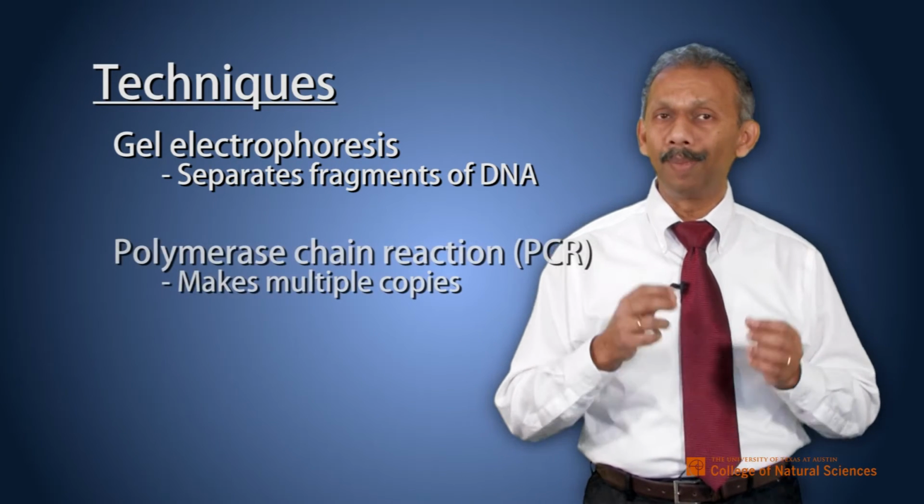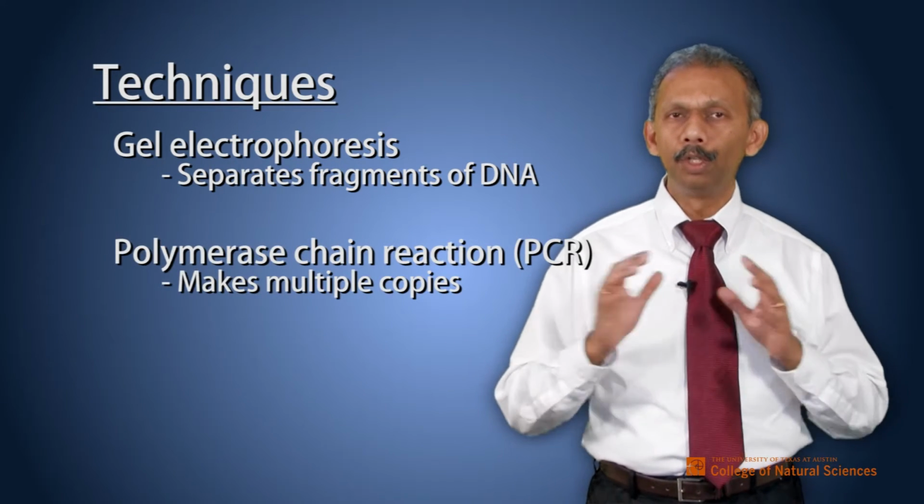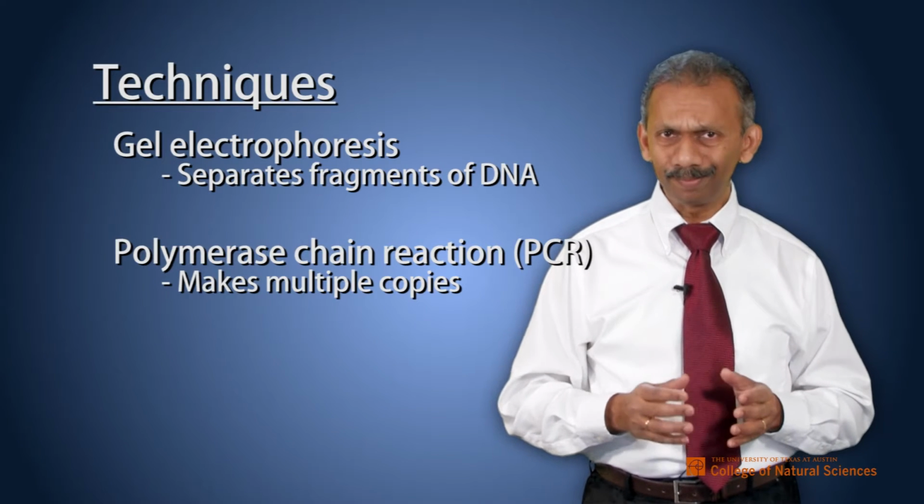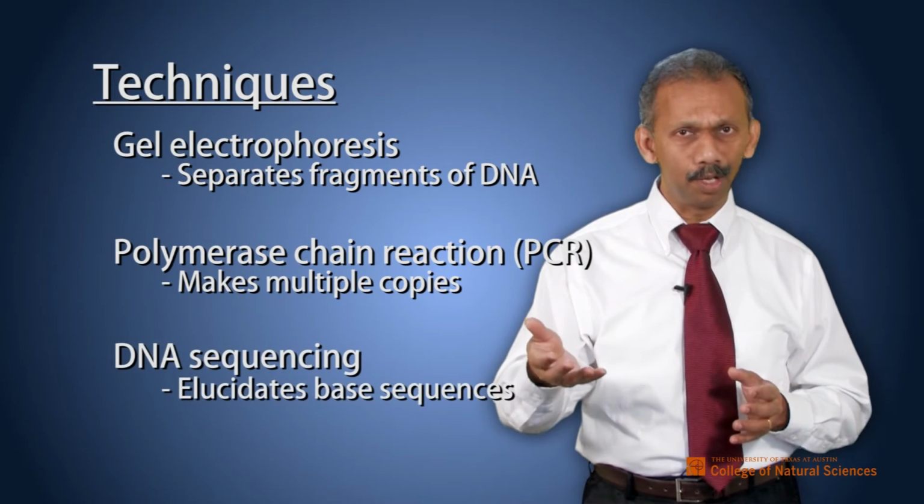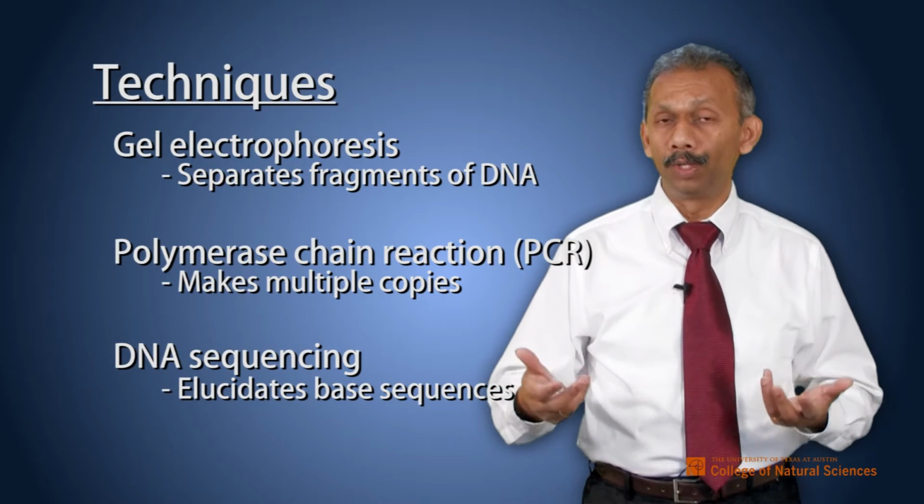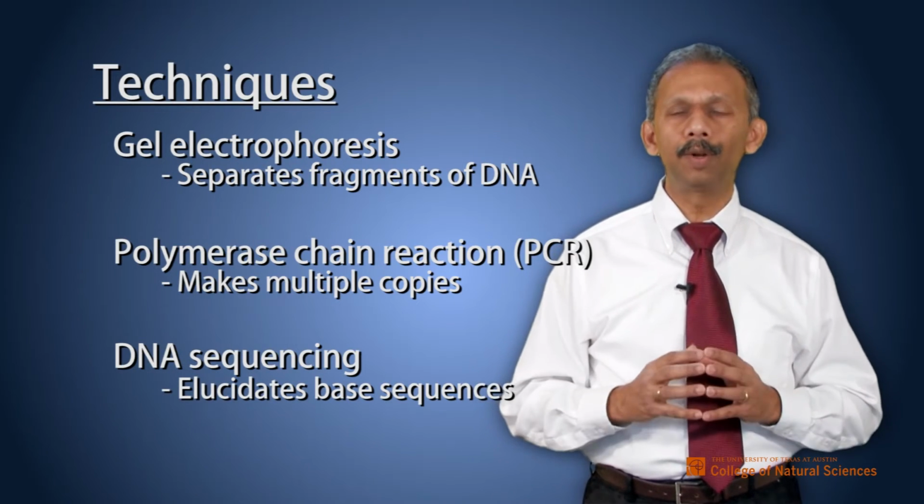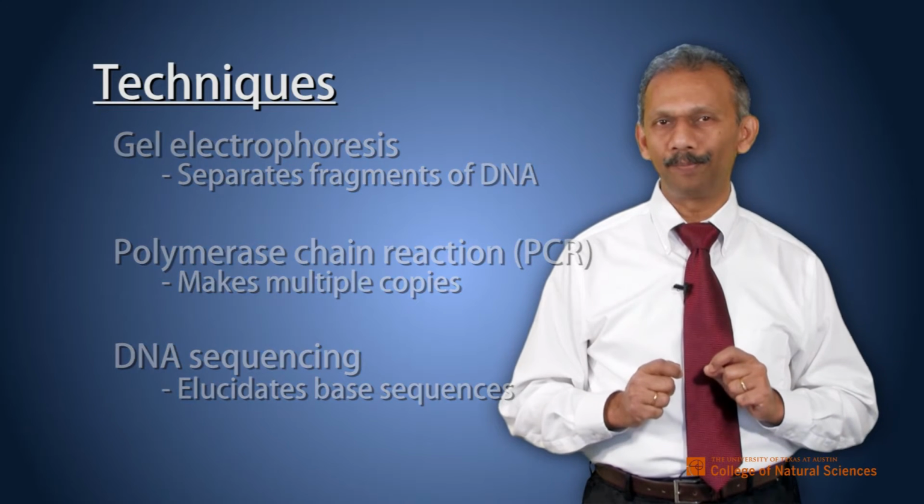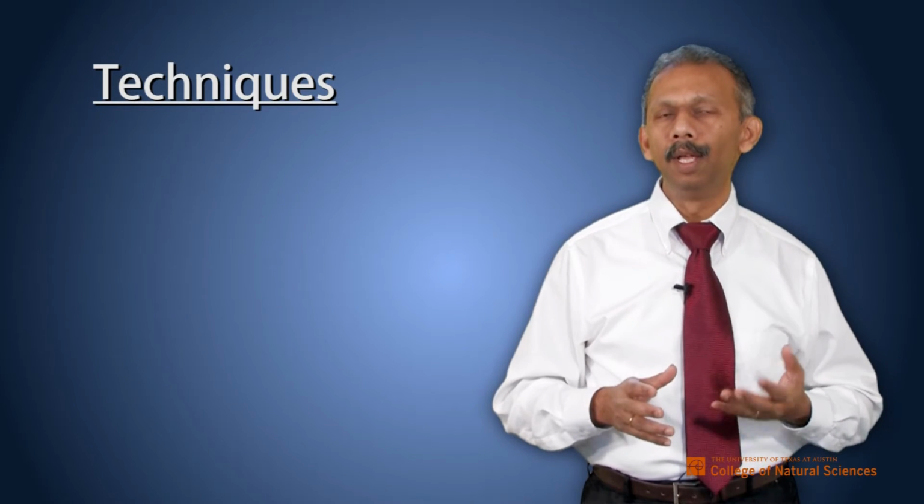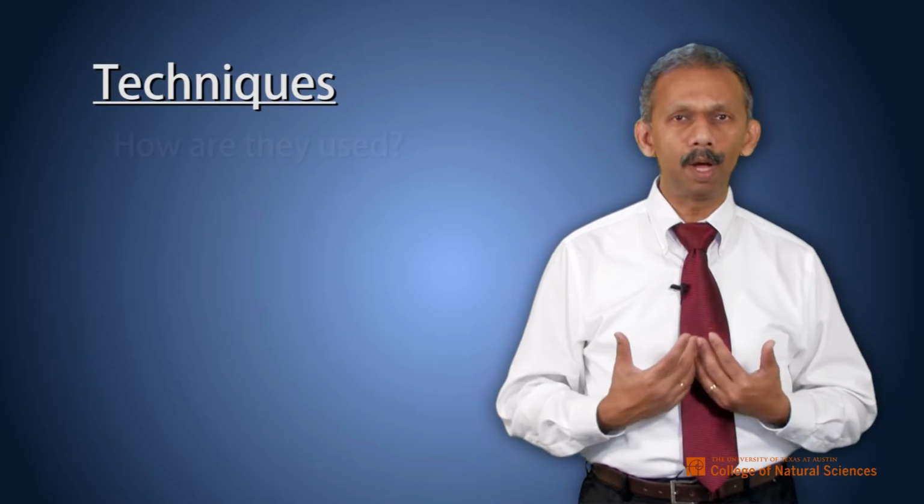Or PCR, polymerase chain reaction, is used to make multiple copies of the gene. Or DNA sequencing is used to understand or elucidate the base sequence of DNA. For all these techniques, try to understand what they are used for. Once you know the techniques, the next thing is to understand how they are used.